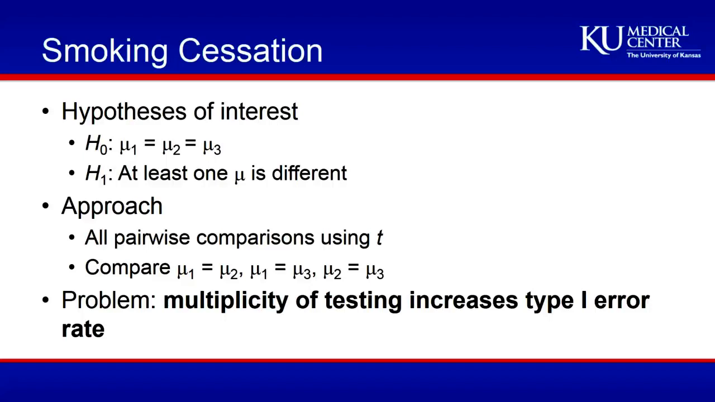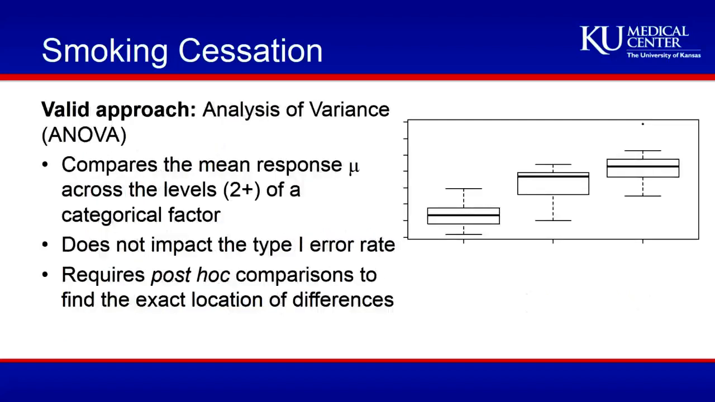That's an invalid approach. The proper approach is to apply a method that will still allow us to test those 2 hypotheses, flag a difference, and then go and look for the difference in the data. And that's the analysis of variance approach. It does the exact same thing that the t-test does, only it does not impact the type 1 error rate. So if I want to compare the average response across 2 or more levels of a categorical factor, I can apply ANOVA. In fact, I can apply ANOVA when I have 2 groups instead of the T.